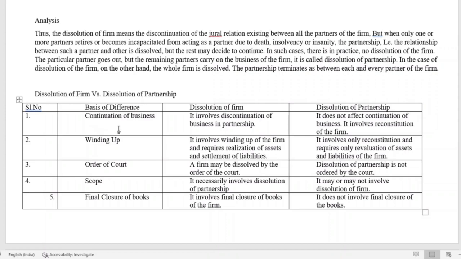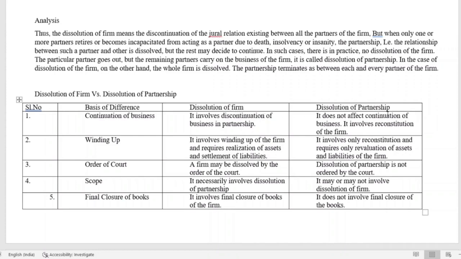First one is continuation of a business. With regard to the dissolution of the firm, it involves discontinuation of all the business in a partnership. There will be no business at all. When the dissolution of the firm is there, no business will be there. That is the discontinuation of the business in partnership. So that can be seen under the dissolution of the firm.